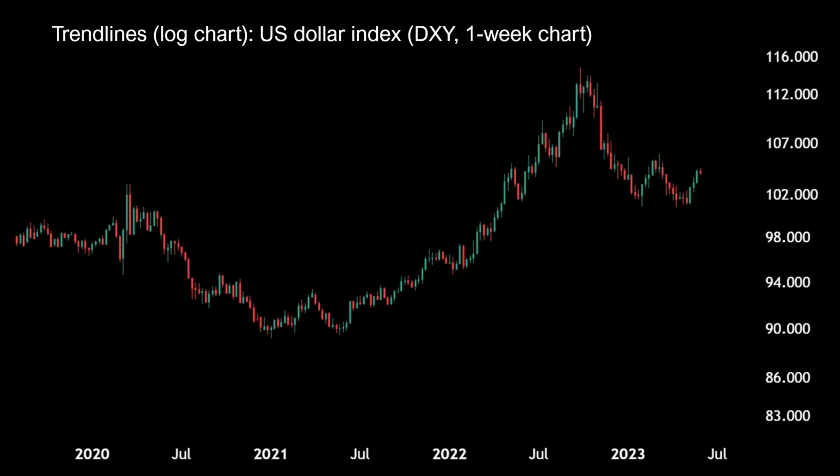Another way to trade trend lines is to buy or sell on trendline retests. And here's an example of this using the US dollar index or DXY 1 week log chart. Notice this downward trend line in 2020, which broke to the upside in early 2021. But the price didn't blast higher straight away. It first went back down to retest the trend line from the other side. And at that point, a savvy trader might have bought the retest.